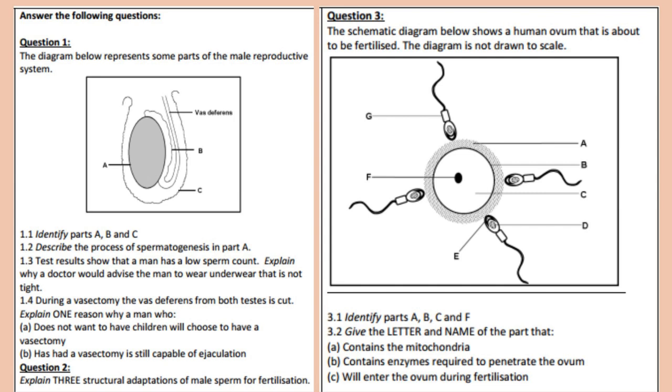Question 3. The schematic diagram below shows a human ovum that is about to be fertilized. The diagram is not drawn to scale. 3.1 Identify parts A, B, C and F. 3.2 Give the letter and name of the part that A. contains the mitochondria. B. contains enzymes required to penetrate the ovum. C. will enter the ovum during fertilization.